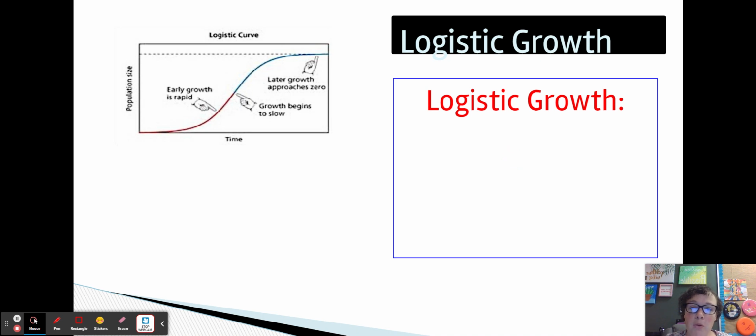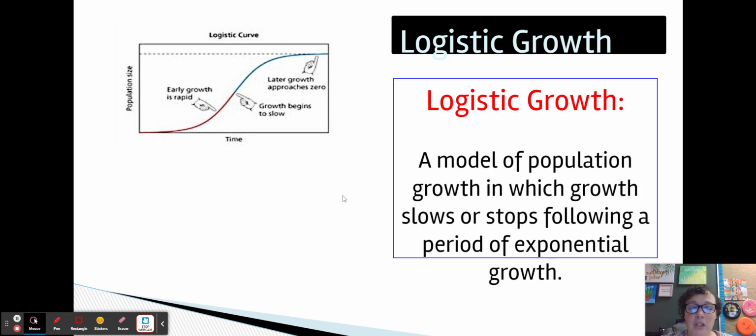Now, this type of growth, where exponential growth slows down and eventually levels off, we call this logistic growth. And if you look at it, it kind of looks a little bit like a really stretched out letter S.